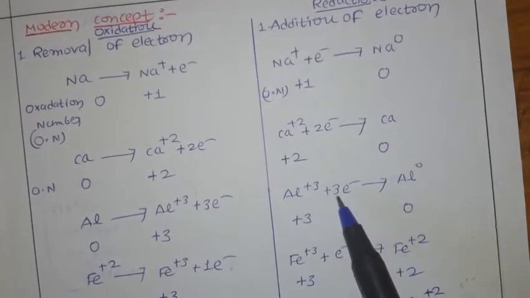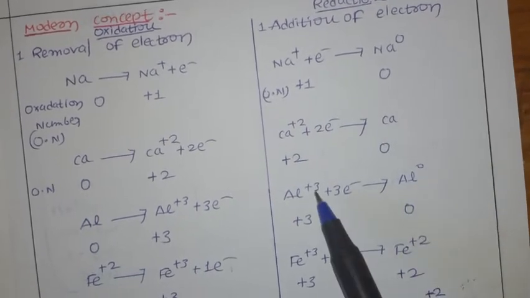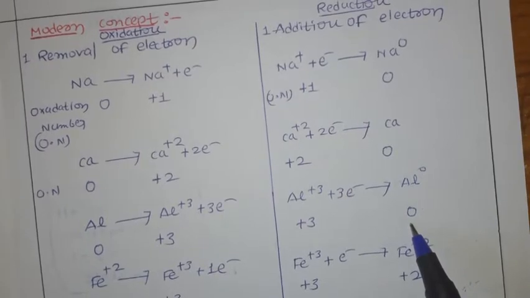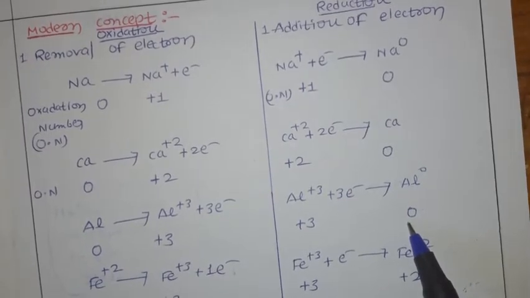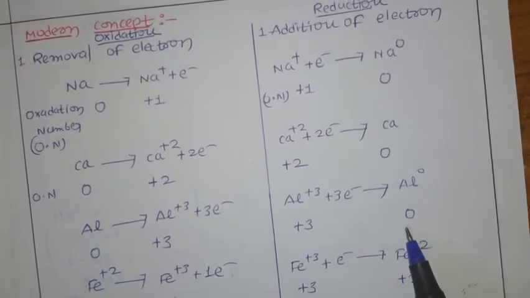Now aluminum +3, by taking 3 electrons, is converted into aluminum. The oxidation number here is +3, and here aluminum is 0. Why? Because in the elemental state we take the oxidation number as 0. So here, what is it? A decrease in oxidation number.